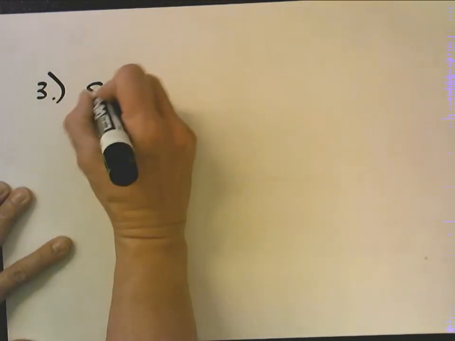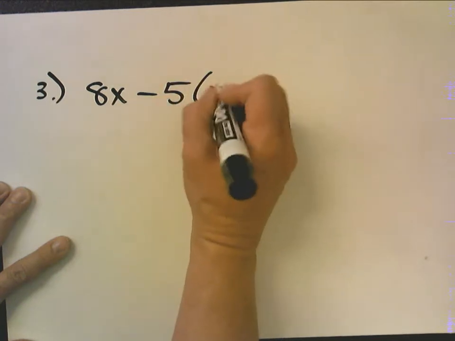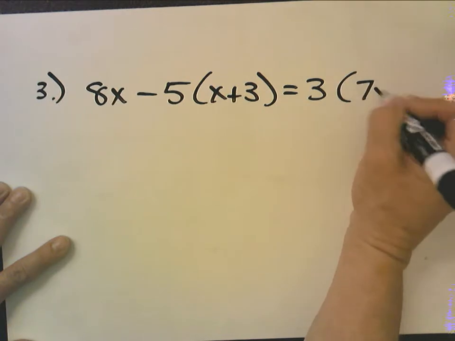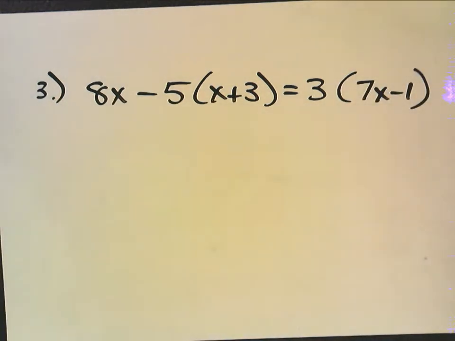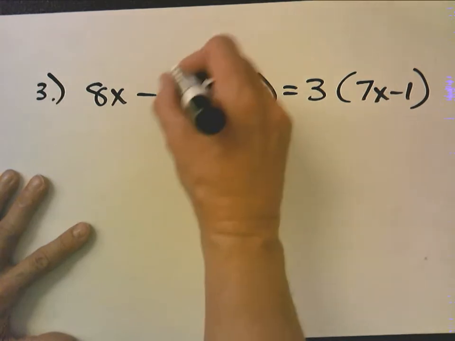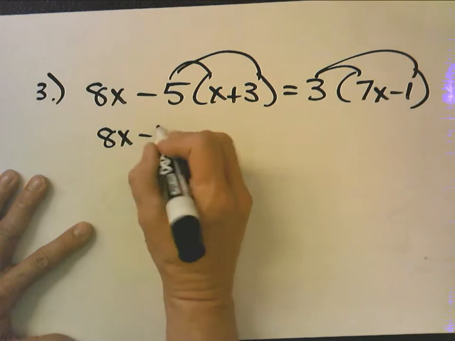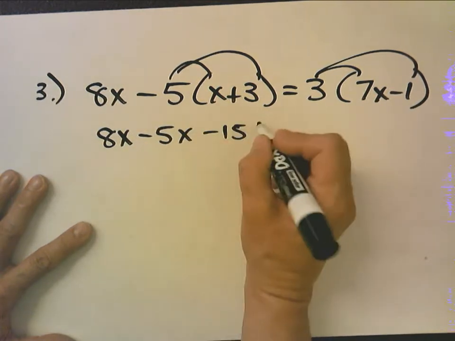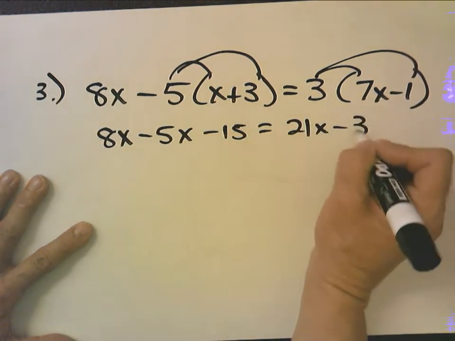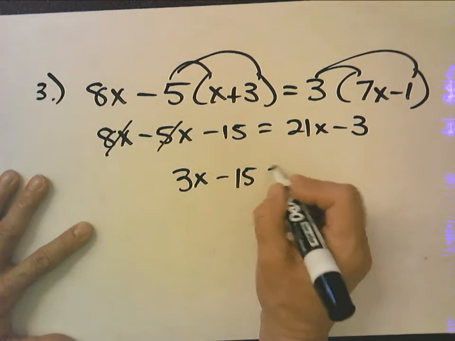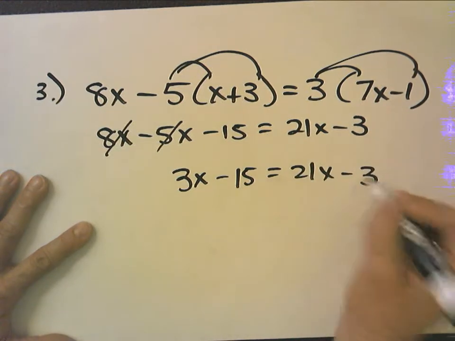Okay. Now, let's do number 3. Because in number 3, we have to distribute a negative. Now, as I copy this problem, I'm going to put Grandma at the front door, because I never work with Grandma at the back door. Okay, so the first thing I'm going to do is distribute. So I have 8x minus 5x minus 15 equals 21x minus 3. 8x minus 5x is 3x minus 15 equals 21x minus 3.